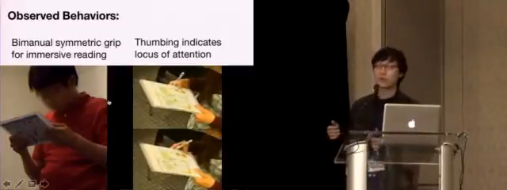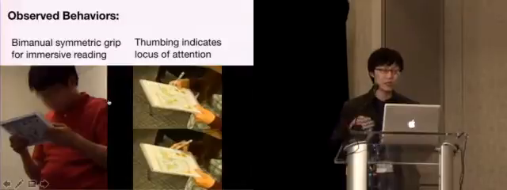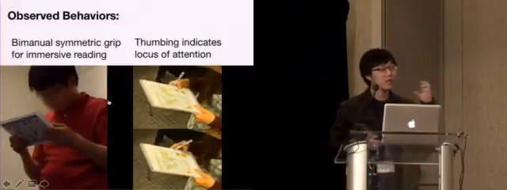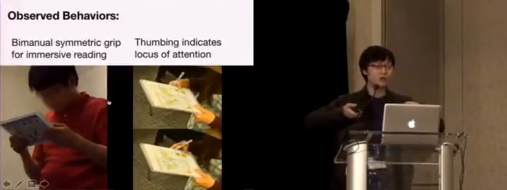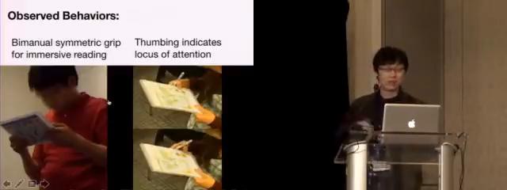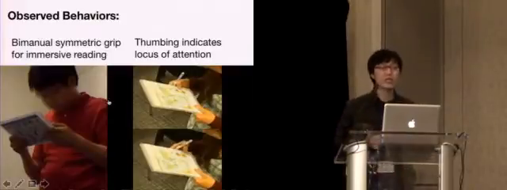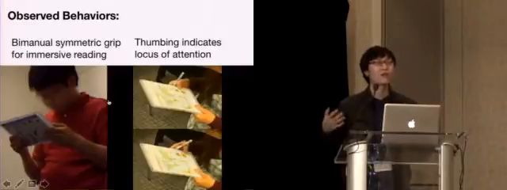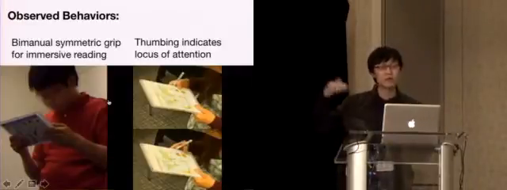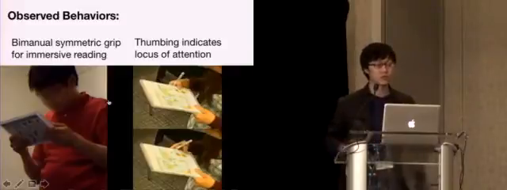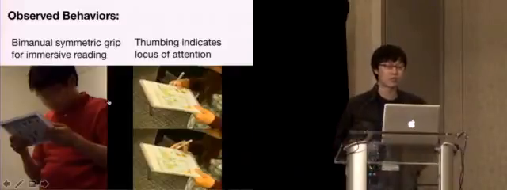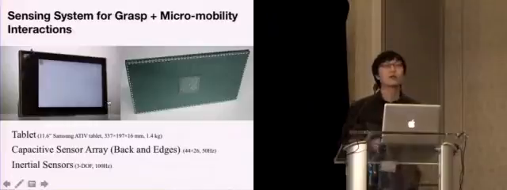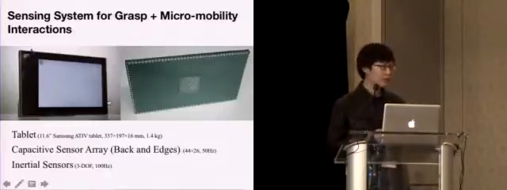And when they want to focus on a line of text, as you can see, she is putting her thumb on the line and pulling that part closer to focus on it. And you can see how the interplay between grasp and micromobility manifests different levels of user attention toward different parts of the content. So that was the observational finding about grasp plus micromobility.